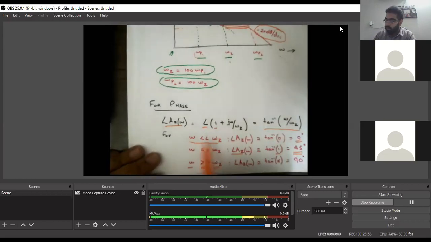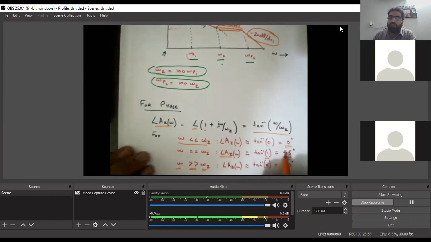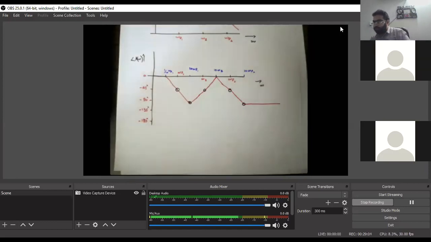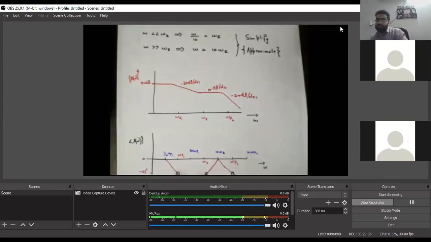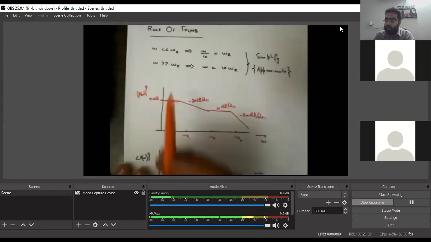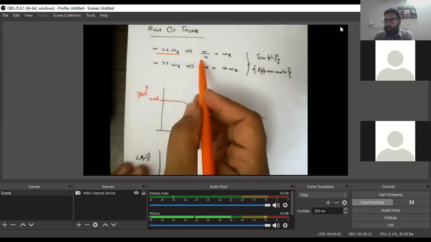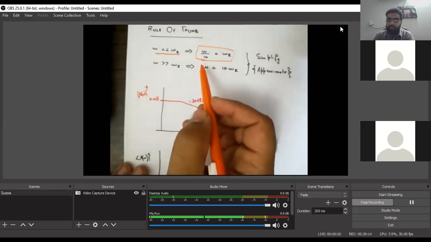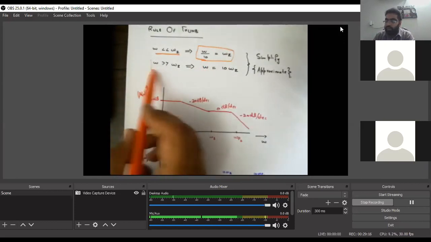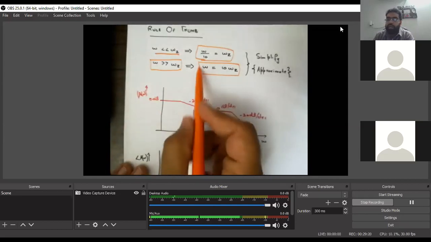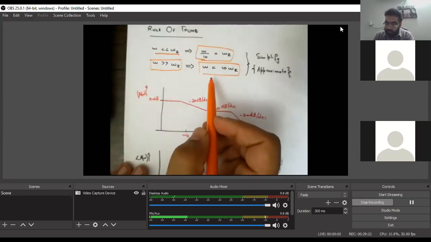In case of a pole, this plus 45 degrees is going to be minus 45 degrees, and this plus 90 is going to be a minus 90 degrees. And the rule of thumb which I was talking about is just here: when I'm talking about omega very much less than omega z, we are assuming a factor of 10 just for simplification. And when I'm talking about omega very much bigger than omega z, I'm again assuming a factor of 10, but omega is equal to 10 times omega z.